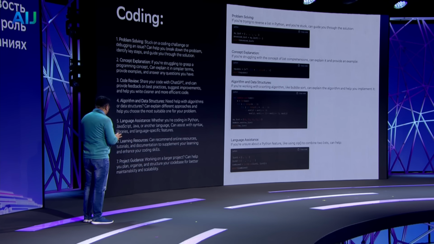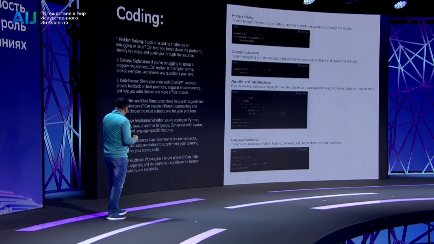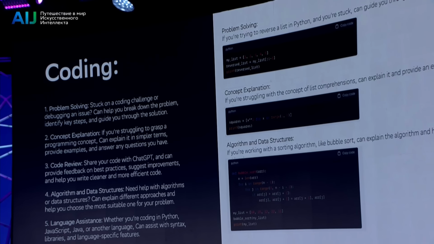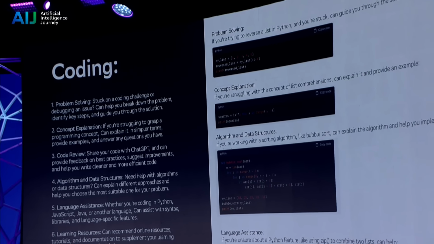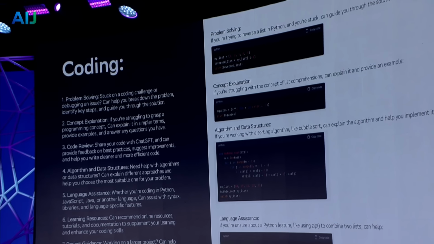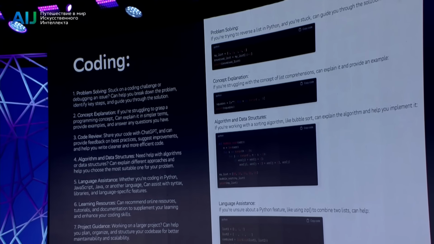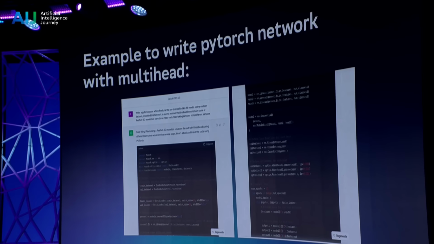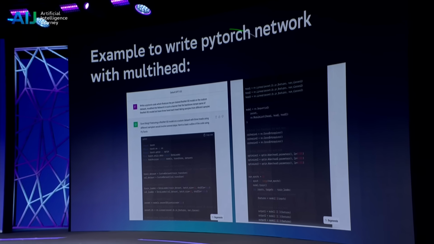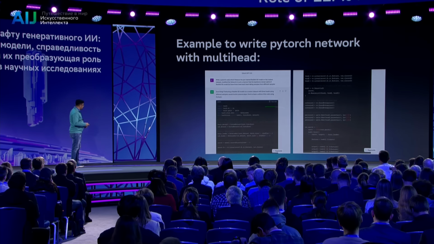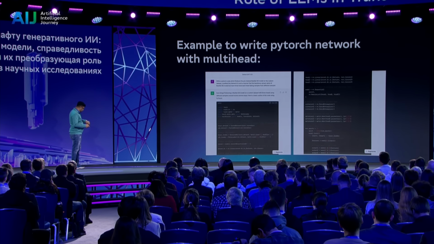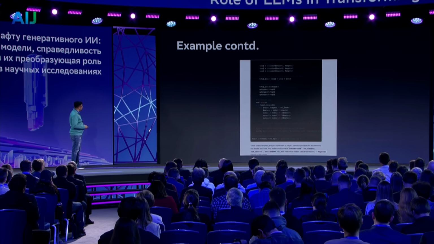Coding is most effectively assisted by ChatGPT. You can break a problem into simple modules, and ChatGPT could actually write down the code, and explain the main concepts and loops behind the code, the breakpoints, the debugging points, etc. It can review your code, assist with the language, guide on the project, and so on. For example, this is an example of writing a PyTorch network with multi-head, which was done by ChatGPT, and you can easily copy the code from here and use it in your actual application.